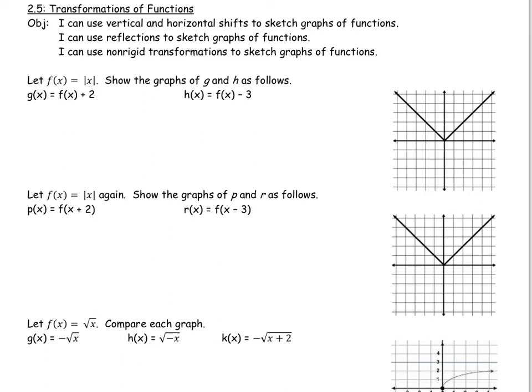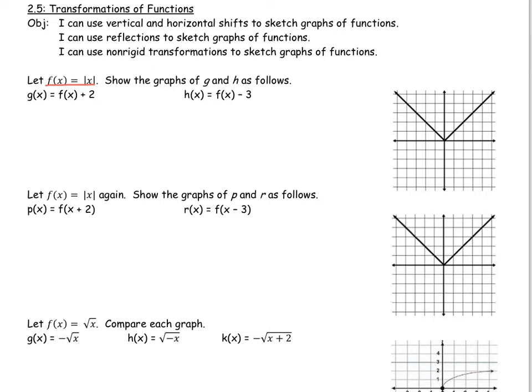Lesson 2.5 takes the parent functions from 2.4 and translates them all over the graph. We'll use translations based on changes in the parent function equations. Let f of x equal absolute value of x. We'll start with that parent function. Show the graphs of g and h as follows.